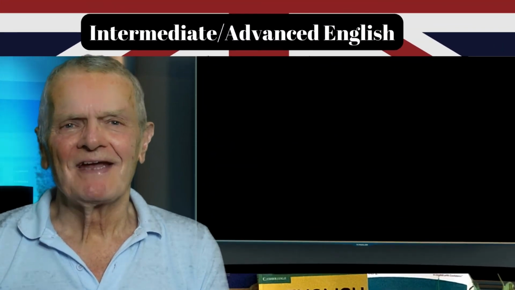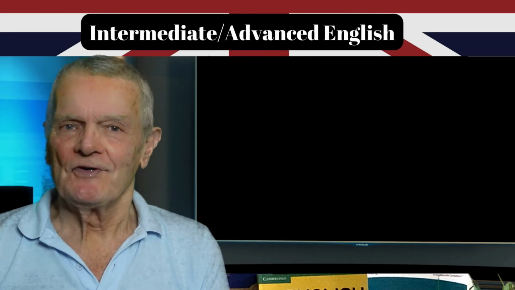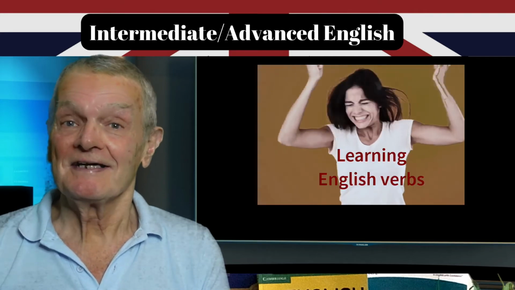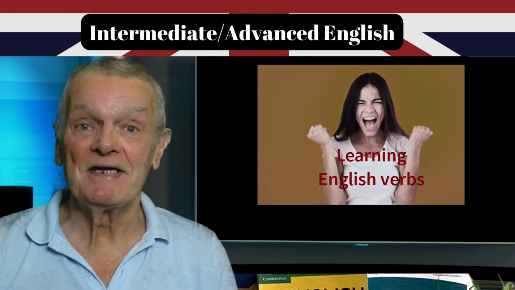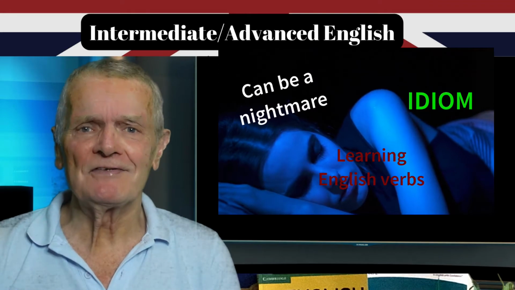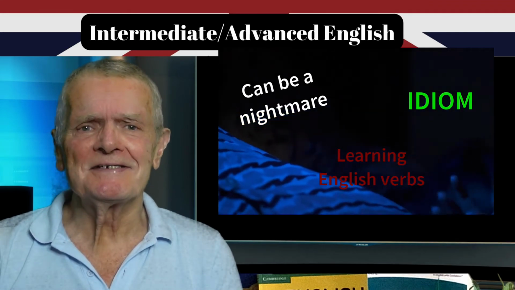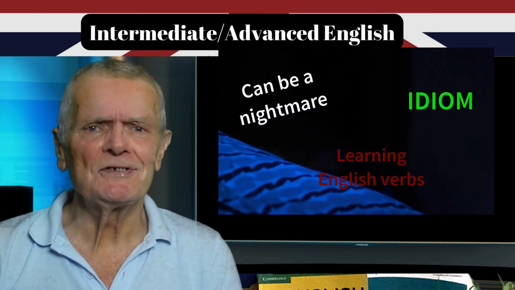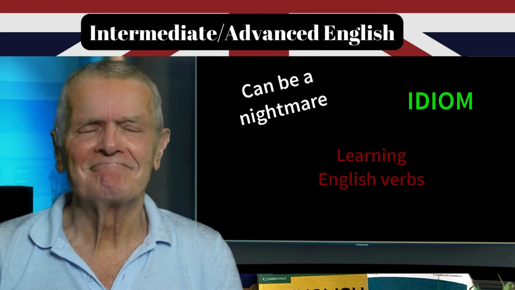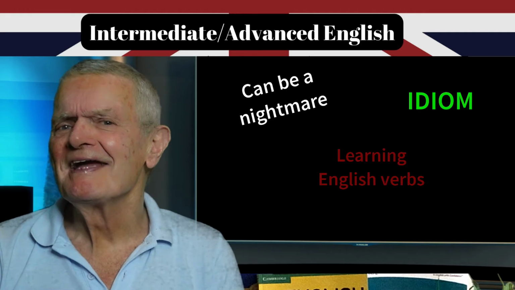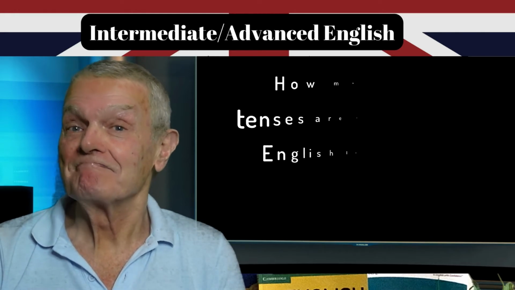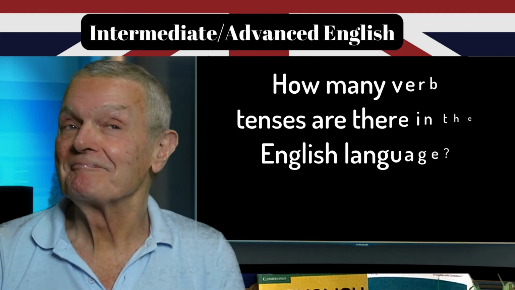Now, learning English verbs isn't easy, is it? In fact, it can seem a bit of a nightmare. All those irregular verbs and so many tenses. How are you supposed to learn how to use them? When to use them? So, how many verb tenses are there in the English language? What do you think?